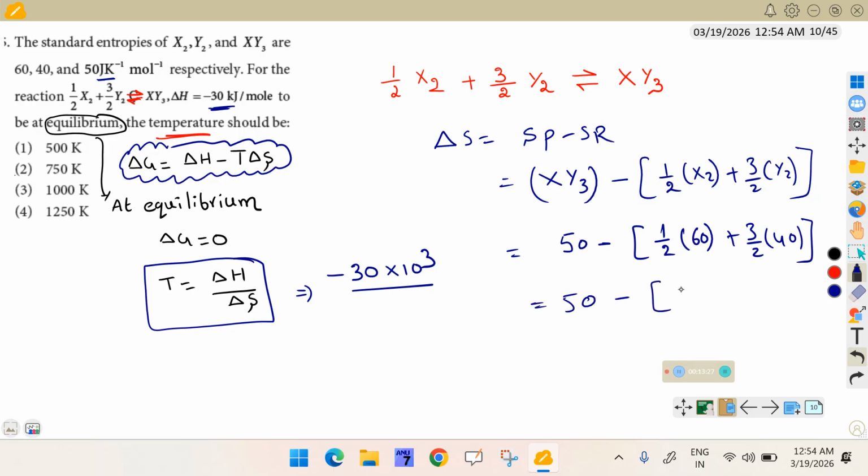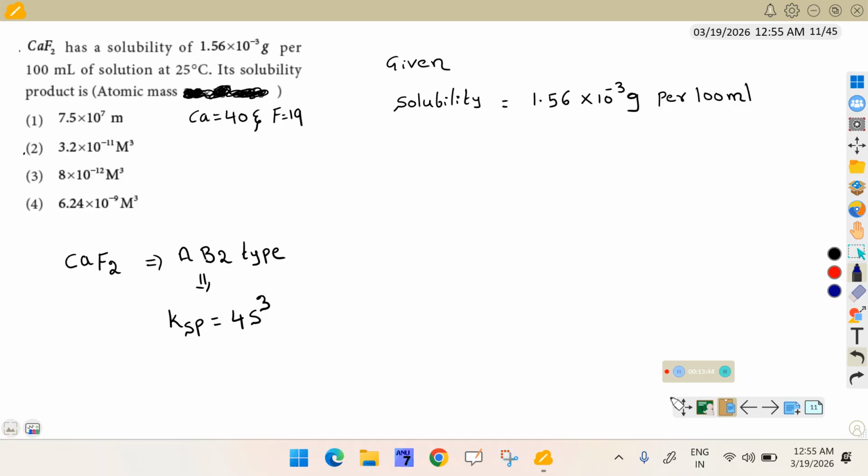50 minus 30 plus how much am I? 60 minus 40. So delta S value minus 40. Now simplify, you will get 750 Kelvin. Next question. CaF2 has solubility.